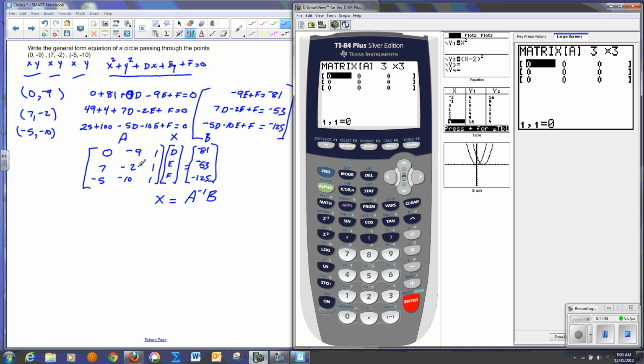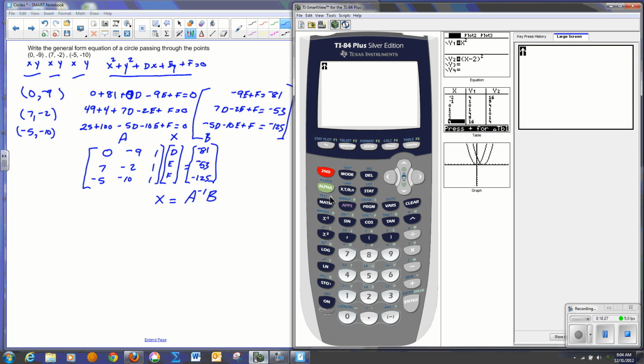So now we're going to fill in the A matrix in this 3 by 3 spot. So I have a 0, negative 9, and a 1 in my first row, a 7, a negative 2, and a 1 in my second row, and then a negative 5, a negative 10, and a 1 in my third row. And now that I have all that plugged in, I want to quit that.